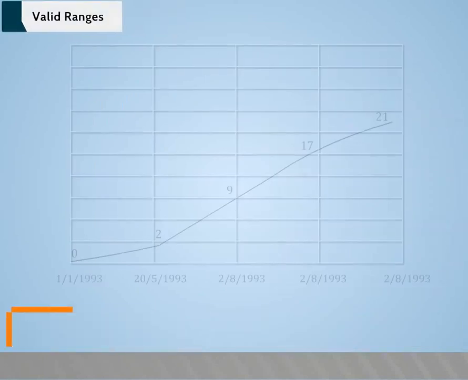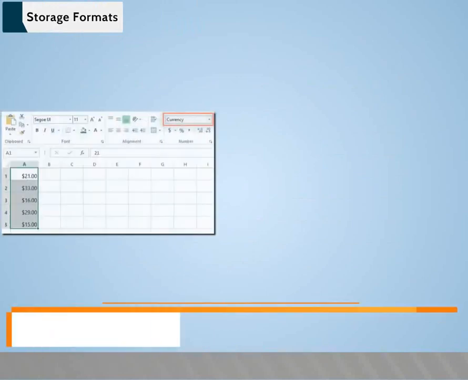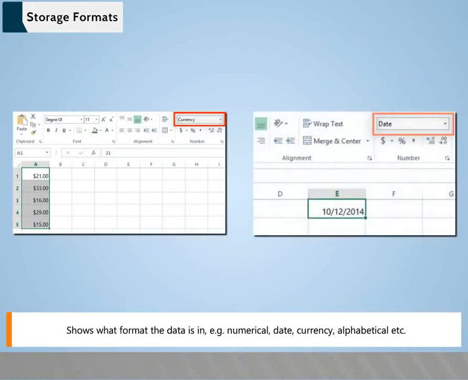Valid ranges. Shows the boundaries of the data, for example, 1 pound to 999 pounds, 1/1/1993 to 31/12/1993. Storage formats. Shows what format the data is in, for example numerical, date, currency, alphabetical, etc.